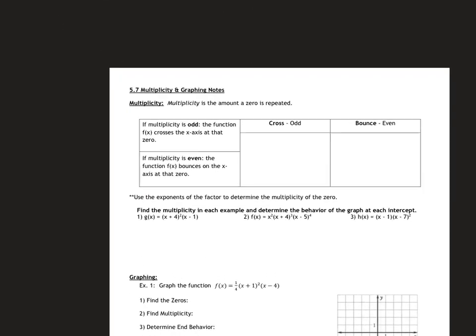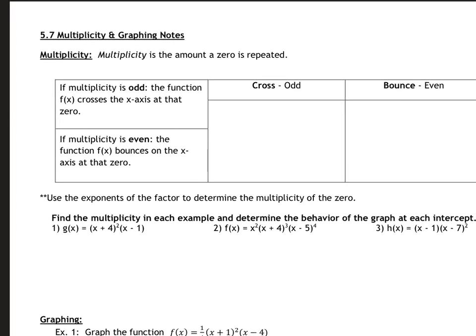So first of all, we need to understand multiplicity. Multiplicity is the amount the zero is repeated. So how many times does that zero actually occur? If the multiplicity is odd, the function is going to cross the x-axis. So if it has a multiplicity of 1, it's just going to cross the axis. Whatever's going to happen, it's just going to go there.